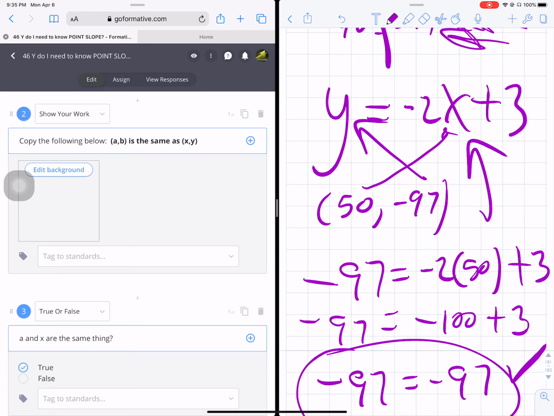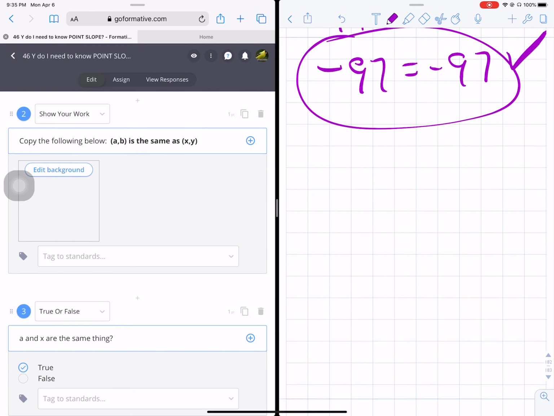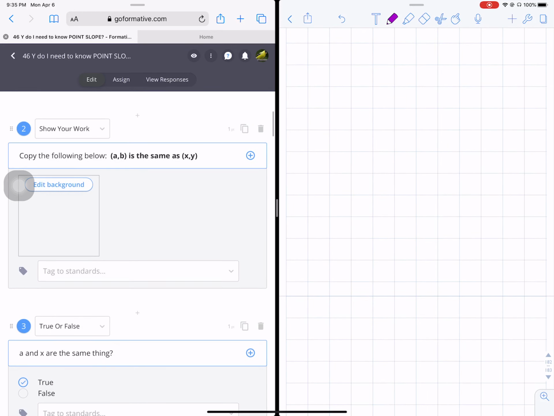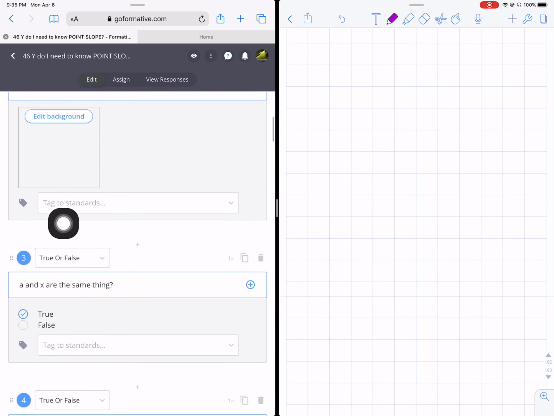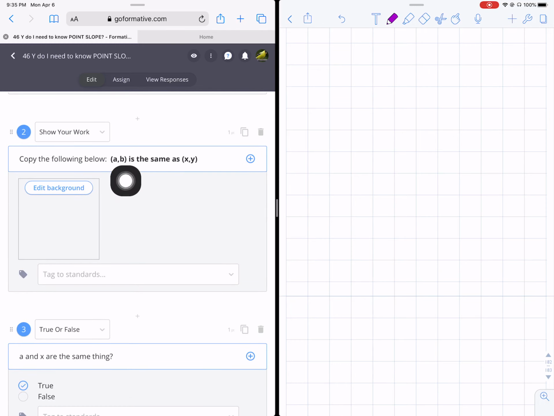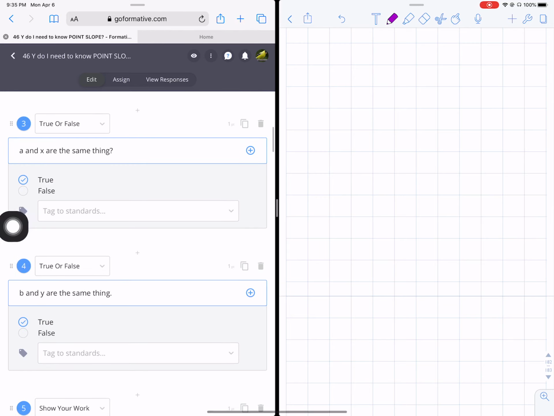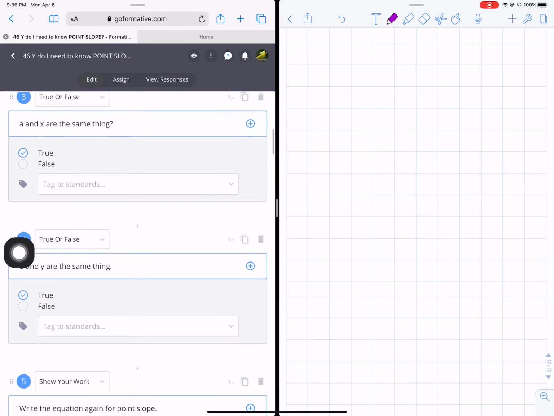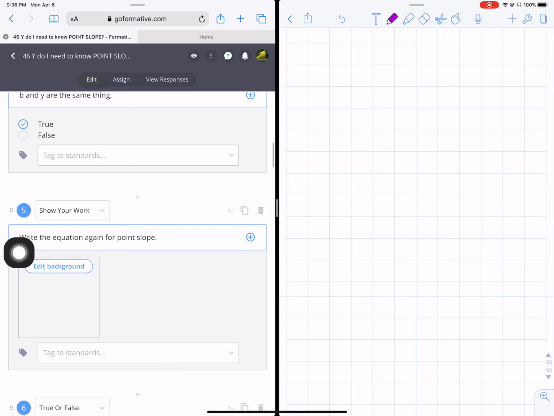Okay, I think I've exhausted it. Plug and play and figure that out. Now we can kind of continue with our lesson on point slope. So let's just go over here now. I gave you some instruction here. It says AB is the same as XY. And then this question says, A and X are the same thing. So we need to look up here. You see where A is, it's first, see X, it's first. Yes, they're the same thing. And same with B and Y. B and Y are the same thing. So true on both those.